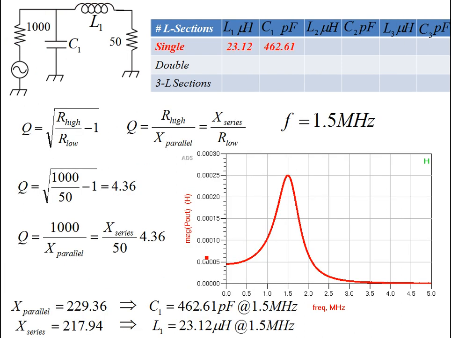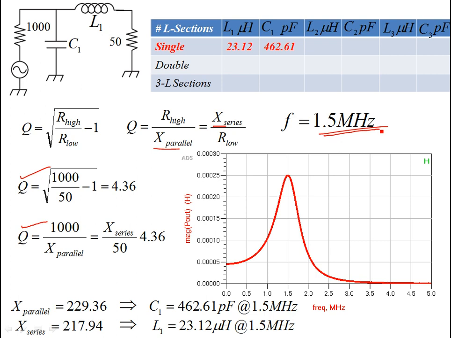If you recall the Q method of designing in the first few lectures on L matching sections that we have discussed before, if you want to follow those discussions, just click on the links that I've provided in the description. The Q method is for these L matching networks. You consider the high and low impedances, find the Q, and then find the corresponding values of the reactive elements at the given design frequency.